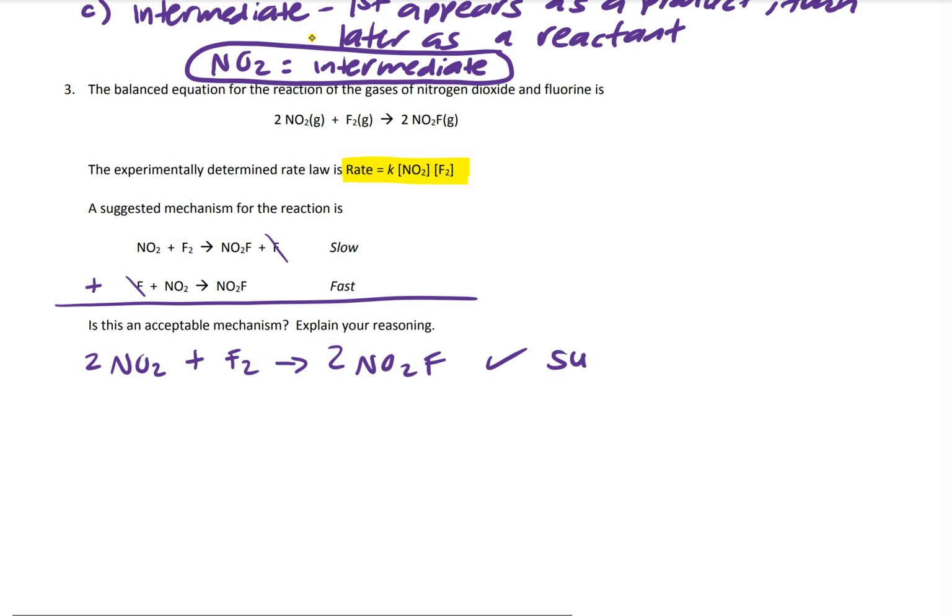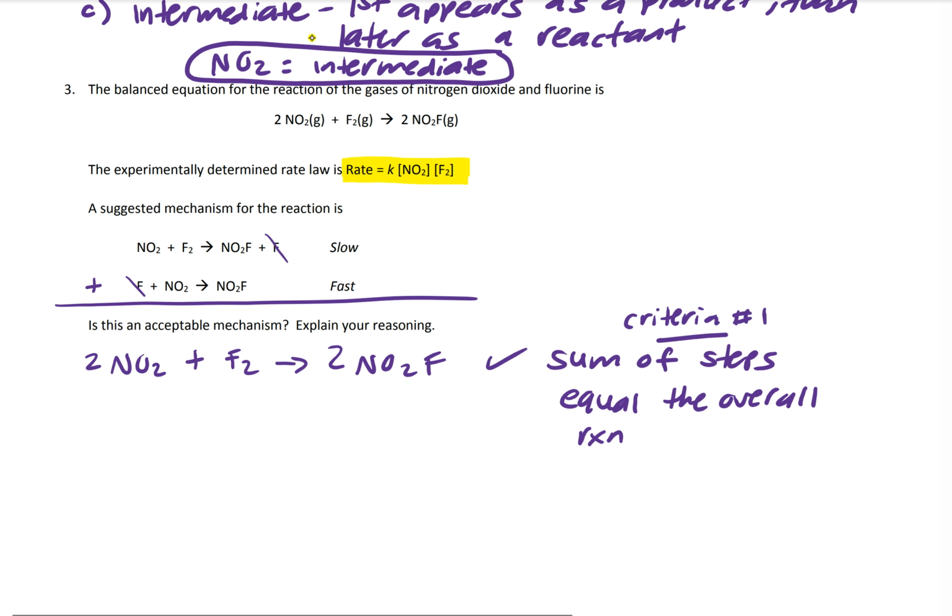The sum of the steps equals the overall reaction. Okay, that's criteria number 1. Number 2, the rate law of the slow step must match the rate law of the overall equation.